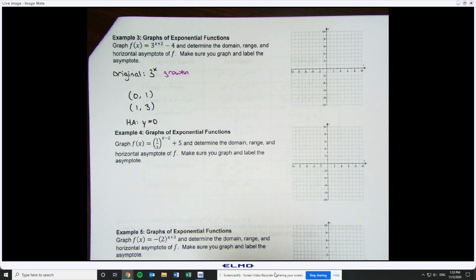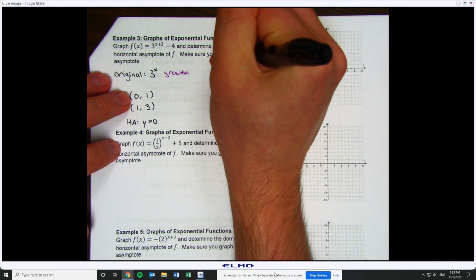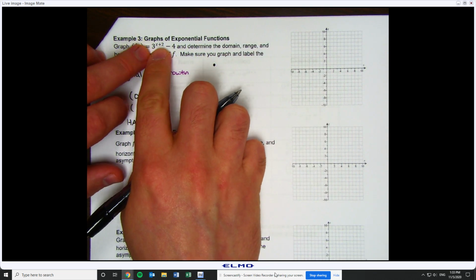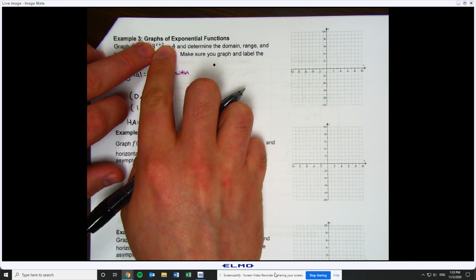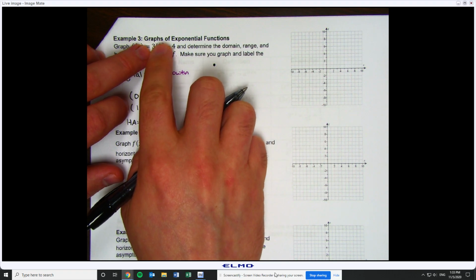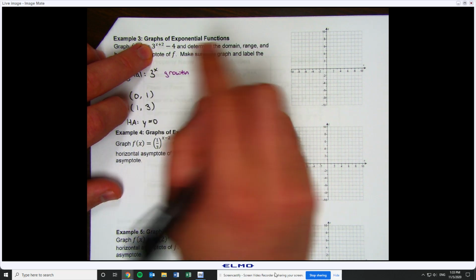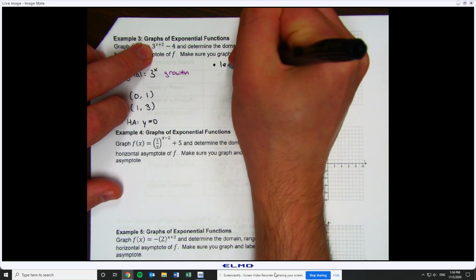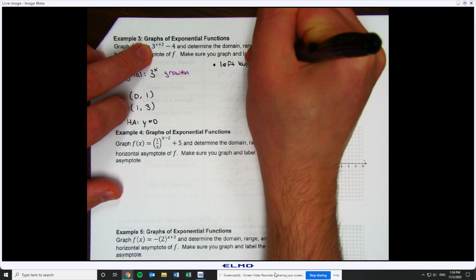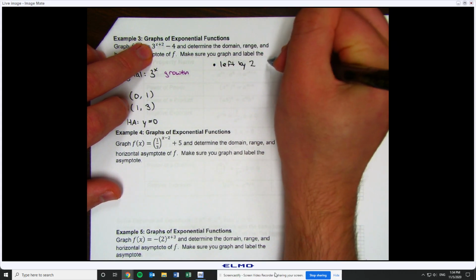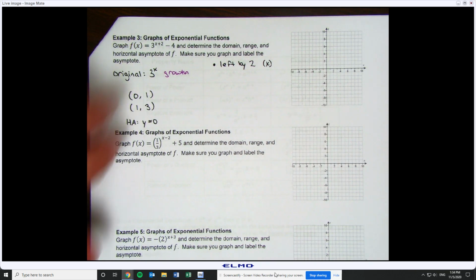But this has been transformed. Let's figure out what transformations happen. So looking right here, I see that I have x plus 2. That's in the exponent. So this counts as a horizontal shift. So the horizontal shift, if I do plus, that means I go left. So I'm going left by 2. Now, going left and right, that deals with the x value. That'll help us out.